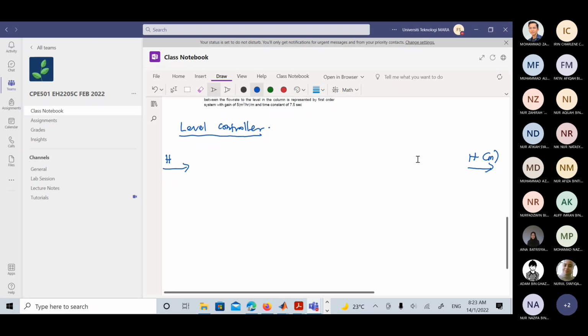Okay, so kita ada input, kita ada output. This is the feedback controller. So basically all the direction will be in a loop. All right, closed loop. All right, so we have input and output. So then what is the first element of the controller? Kita ada apa?